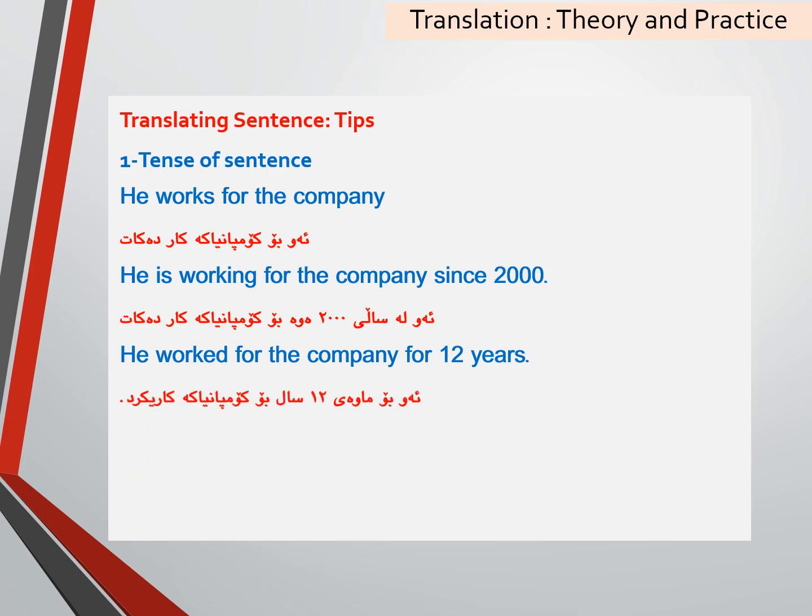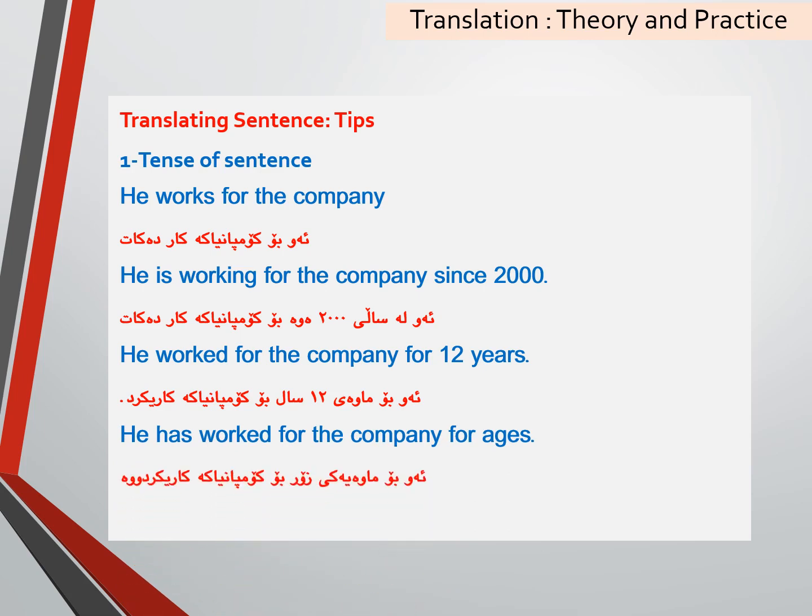He worked for the company for 12 years. This is past. أو بۆ ماوەی 12 ساڵ بۆ کۆمپانیاکە کاری کرد. He has worked for the company for ages. For ages is an expression which means for a long time, but this is not our point here. Has worked. أو بۆ ماوەیەکی زۆر بۆ کۆمپانیاکە کاری کردووە. Kari kırdua is the present perfect here in Kurdish. That's how it is expressed.